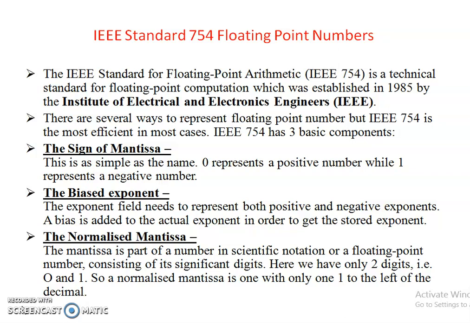So first we discuss the three basic components, that is the sign of mantissa. If the MSB is 0, it represents a positive number, while if the MSB is 1, it represents a negative number. In sign of mantissa, if the MSB is 0, then it represents a positive number, and if the MSB is 1, it represents a negative number. This is simple, as the name says, sign of mantissa. Then the second one is the base exponent.